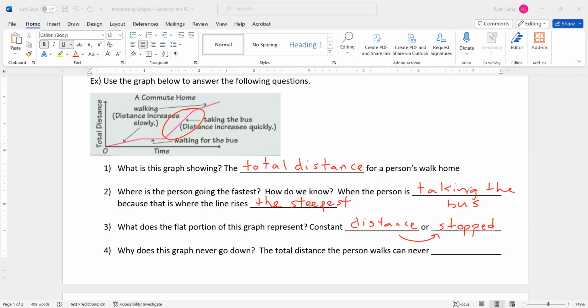Why does this graph never go down? The total distance the person walks can never decrease. Even if you walk backwards, the amount of steps you're taking is going up. So the total distance can never decrease. That's why the line is either going up or it's flat.